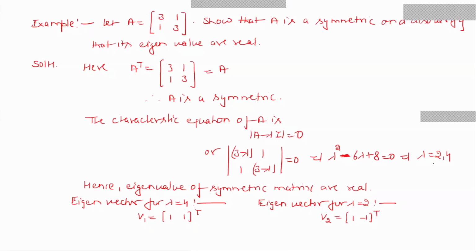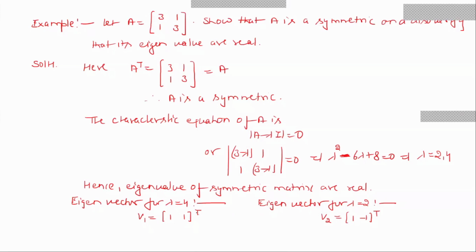Now, can you find its eigenvectors? For lambda equal to 2 and lambda equal to 4, you should find the eigenvectors. The eigenvector for lambda equal to 4 is (1, 1) transpose, and the eigenvector for lambda equal to 2 is (1, -1) transpose. I hope you can calculate this now. These two eigenvectors are orthogonal to each other.